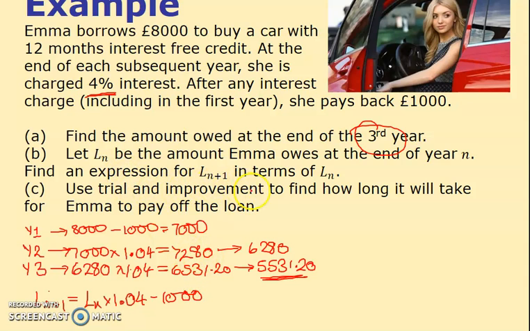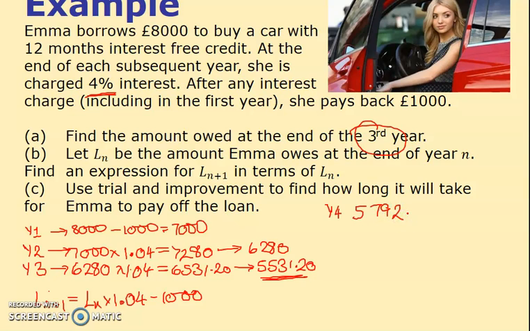And it says use trial and improvement to find how long it will take for Emma to pay off the loan. All right, so basically I just keep on going, don't I? Year 4, let's do it then. Minus 1,000. Oh, I've already taken off 1,000. I times by 1.04 and take off 1,000. In fact, I can just use the fact that the calculator does it for me automatically, and just keep on pressing, because I used answer there. I think it will work.